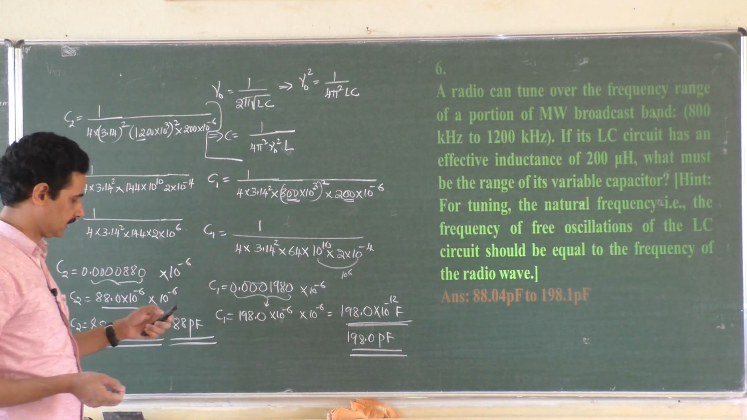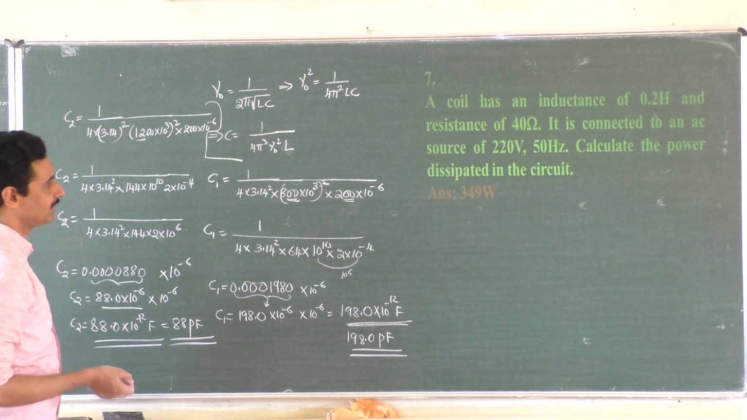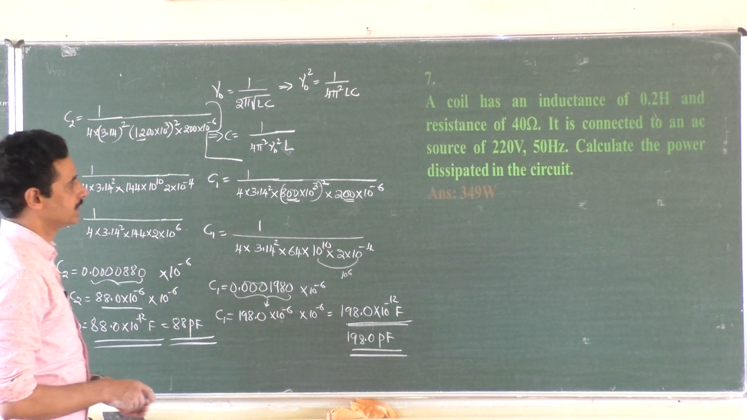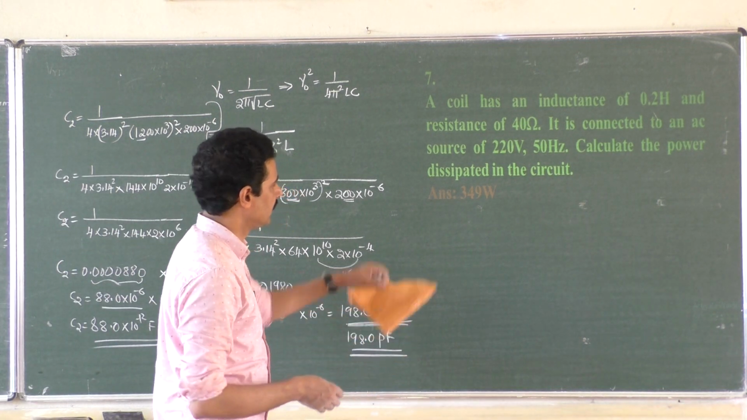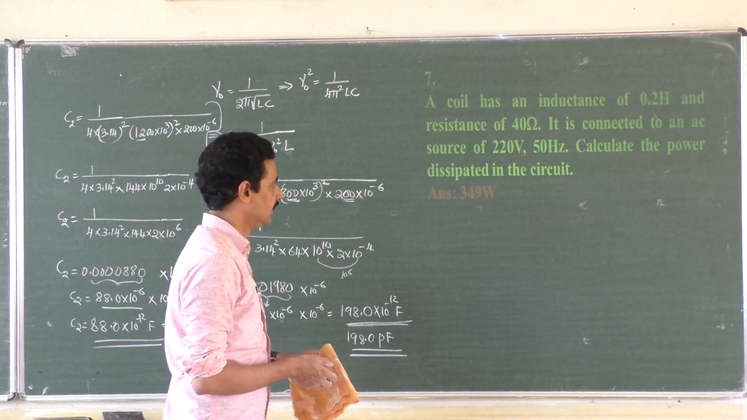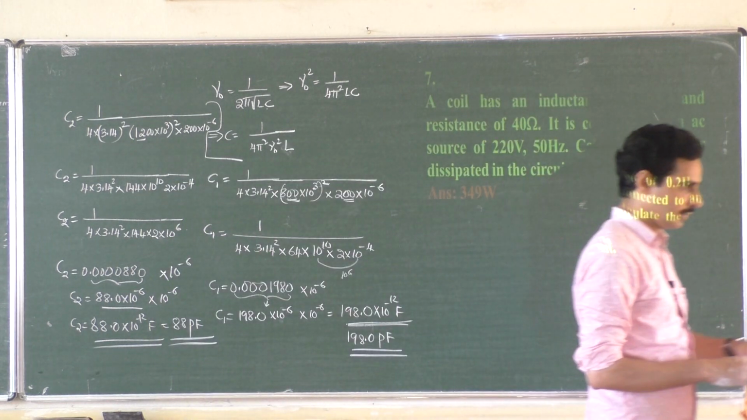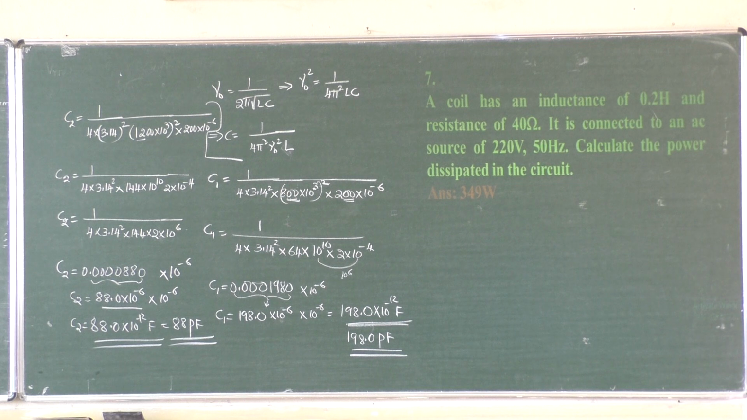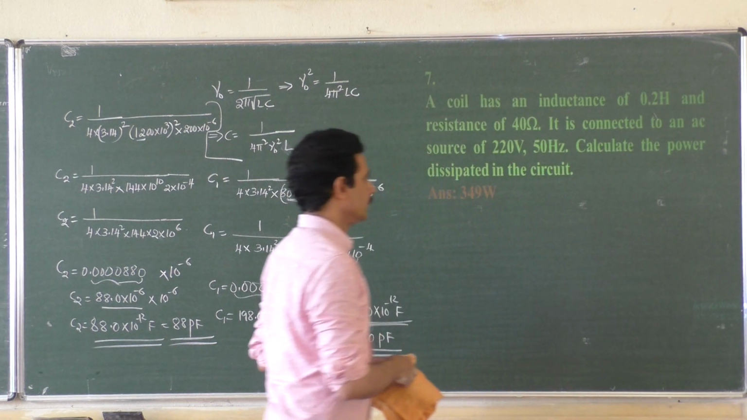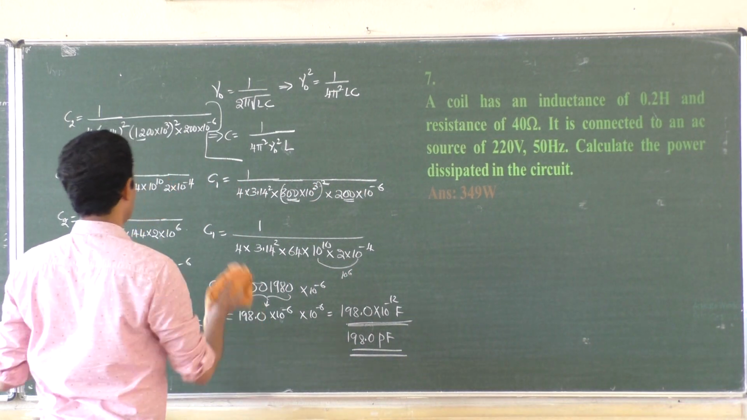Okay, 7th one. A coil has an inductance of 0.2 Henry and a resistance of 40 ohm. It is connected to an AC source of 220 volt, 50 Hz. Calculate the power dissipated in the circuit. So it is not in resonance, it is somewhere else. So we will have to think of what is the frequency and all.